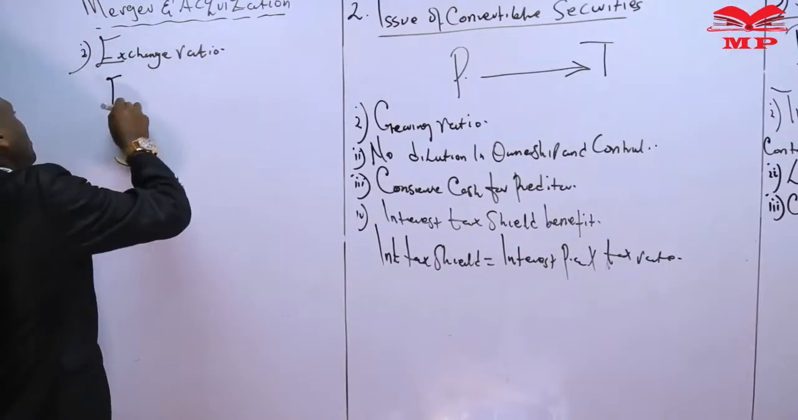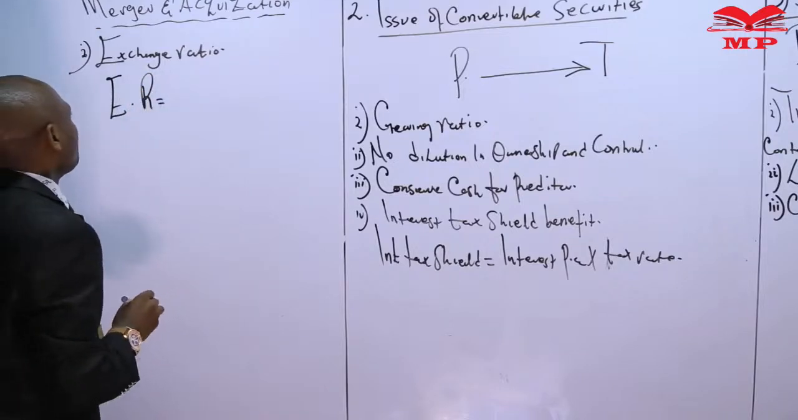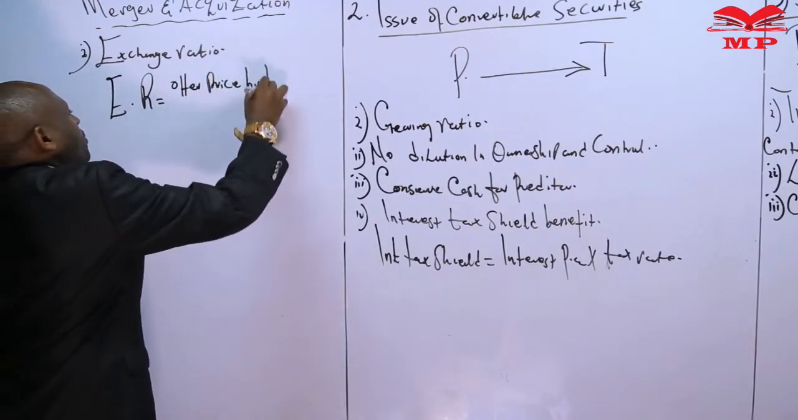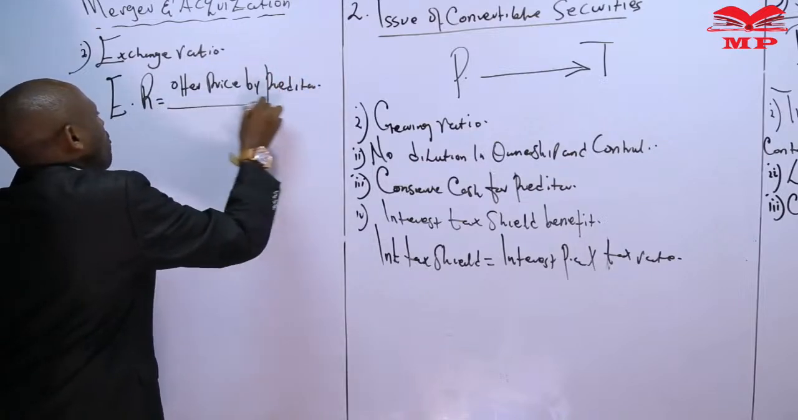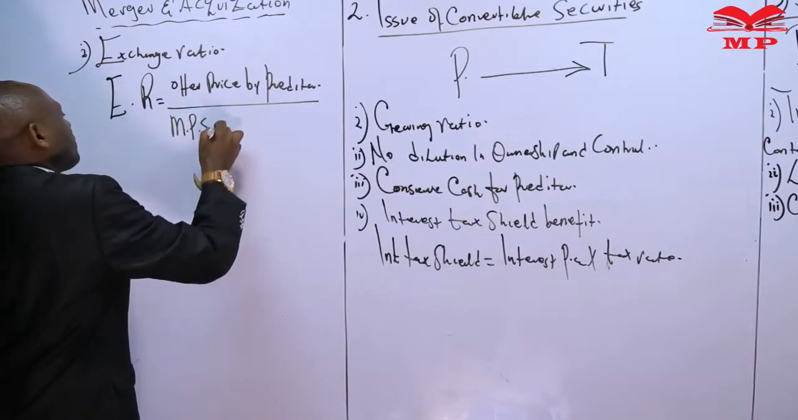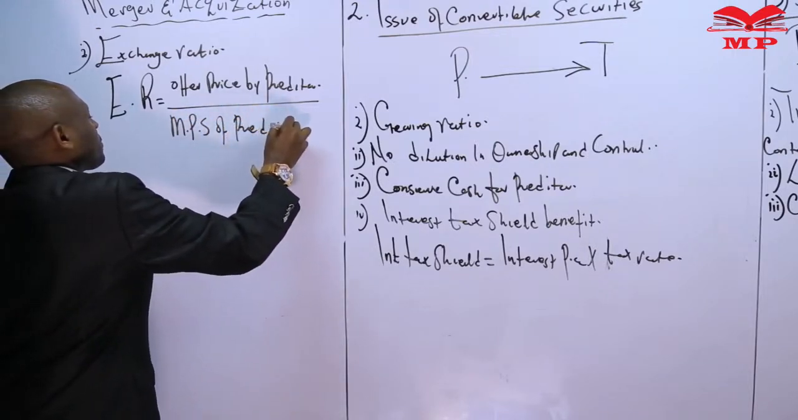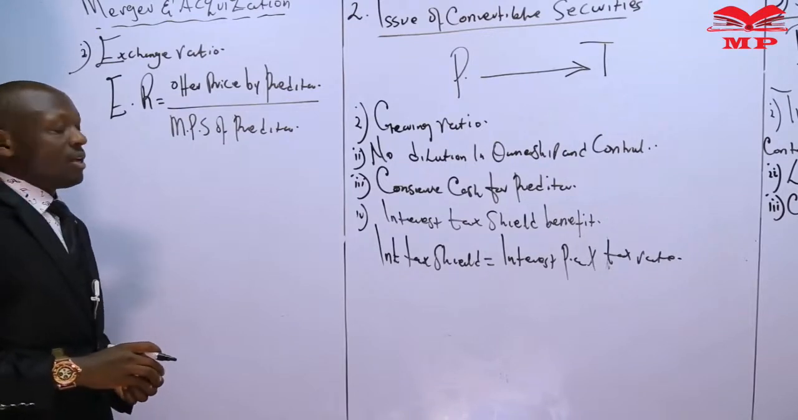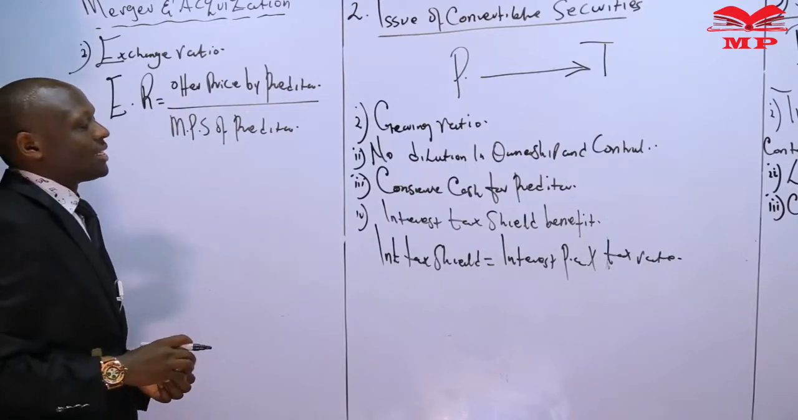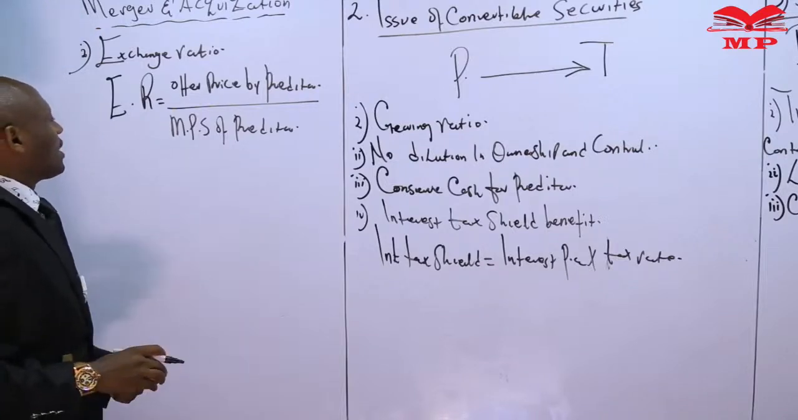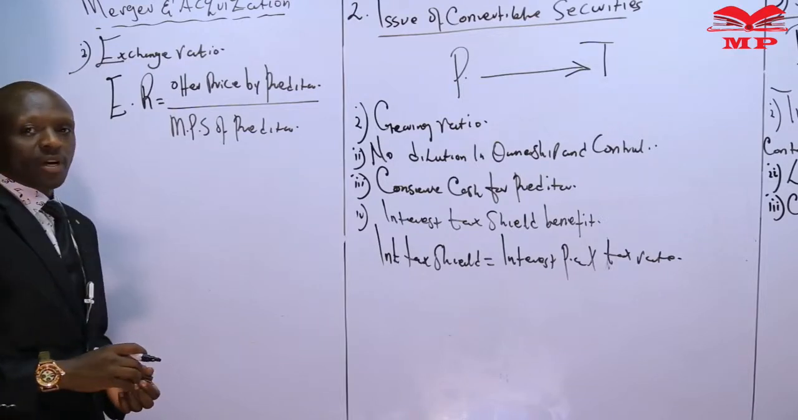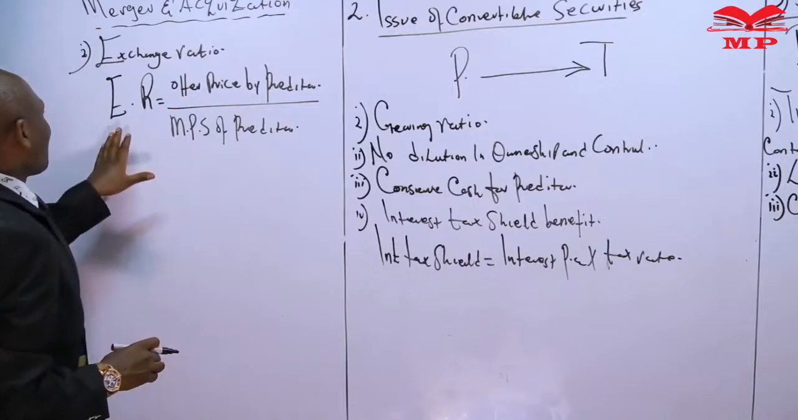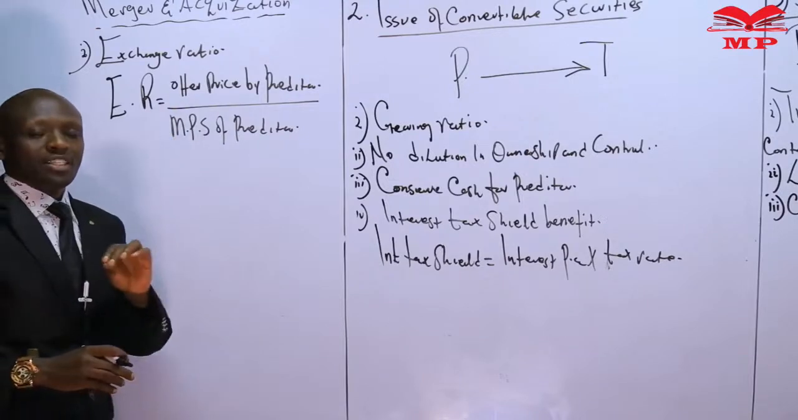We say that exchange ratio is equal to the offer price by predator over market price per share of predator. The offer price by the predator is the amount the predator company is willing to pay for every share held by a shareholder in the target entity. You divide by the market price per share of the shares in the predator company, the price at which the shares in the predator company are trading in the market. So we determine an exchange ratio. That one must be determined.